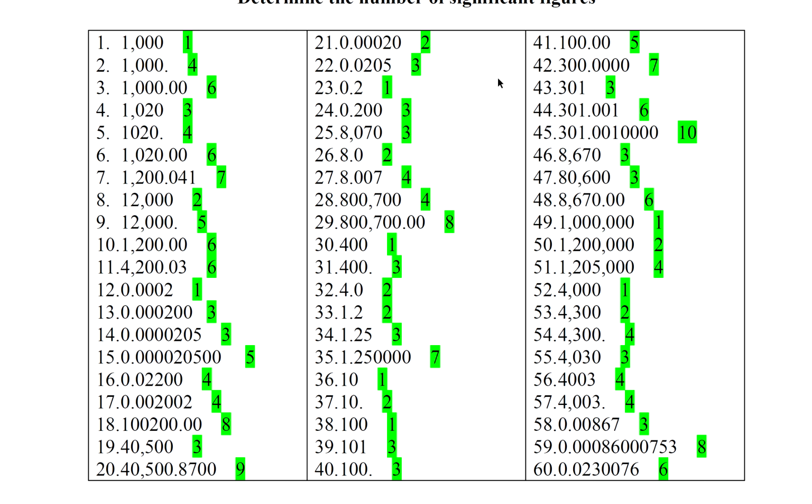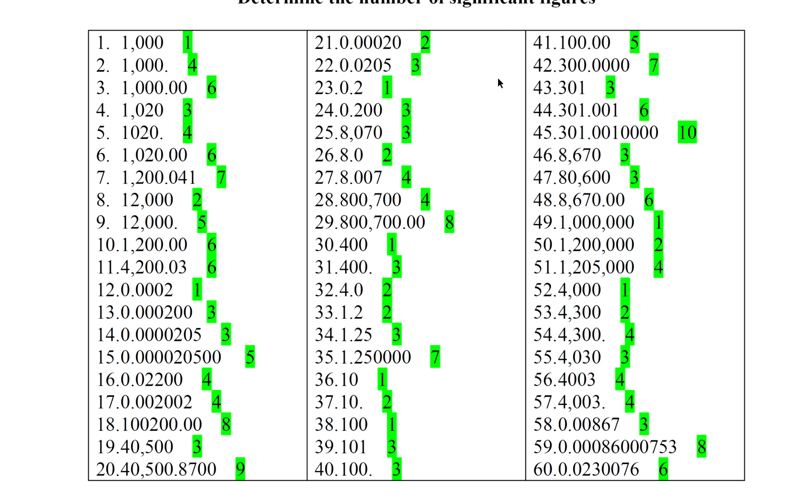Question 25, we got 3 significant figures. Question 26, we have 2 significant figures. Because for 26, if we just wrote 8, we would have 1 significant figure. If you wrote 8 decimal point, 1 significant figure. We have 8 decimal point 0, so we have 2 significant figures.